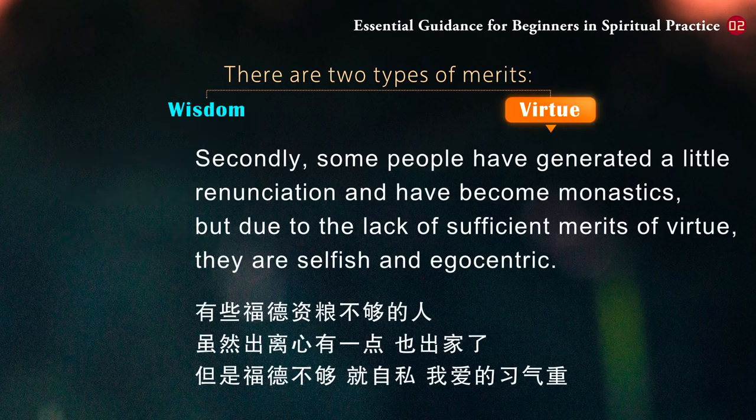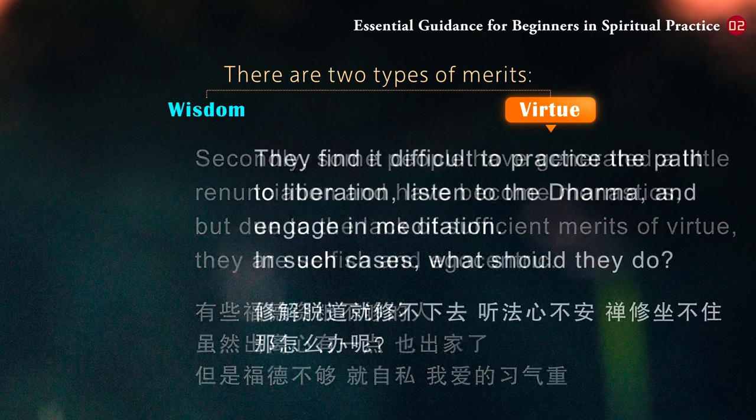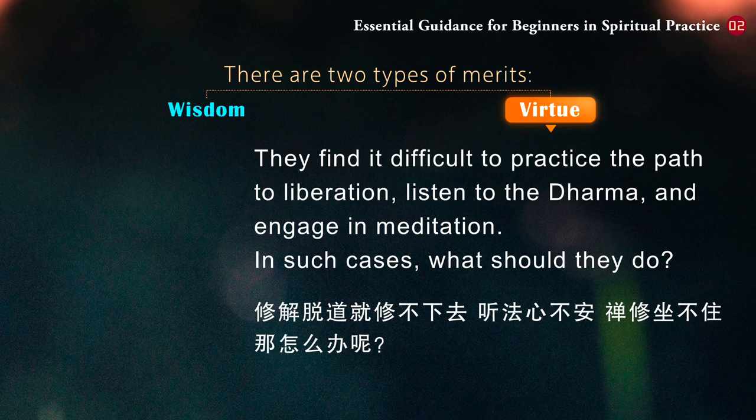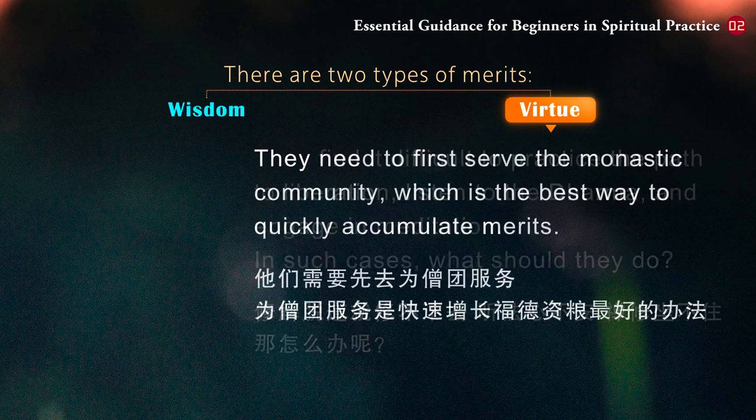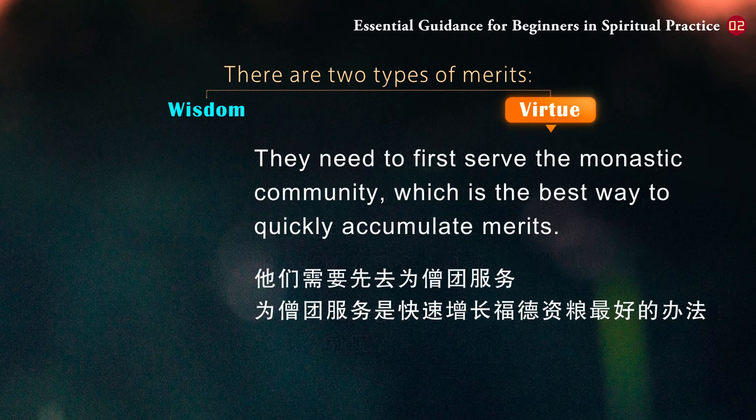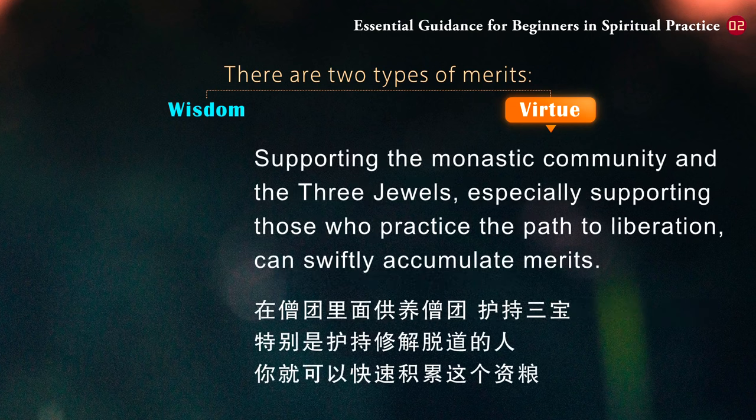Secondly, some people have generated a little renunciation and have become monastics, but due to the lack of sufficient merits of virtue, they are selfish and egocentric. They find it difficult to practice the path to liberation, listen to the Dharma, and engage in meditation. In such cases, what should they do? They need to first serve the monastic community, which is the best way to quickly accumulate merits. Supporting the monastic community and the three jewels, especially supporting those who practice the path to liberation, can swiftly accumulate merits.